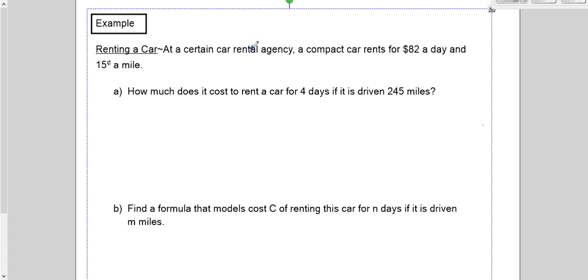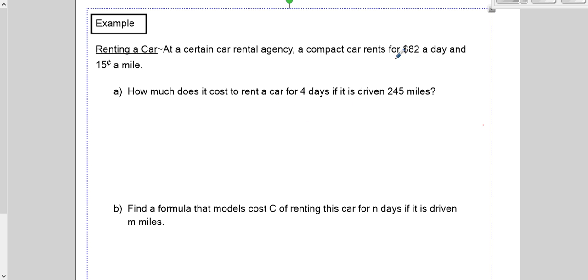Okay, here we've got a problem where we've actually got to work some things out, get solutions, and write a formula. So at a certain rental agency, a compact car rents for $82 a day and 15 cents a mile. Part A says, how much does it cost to rent a car for 4 days if it is driven 245 miles? In your notes, I originally put 240 and I wanted to change it to 245, and I apparently forgot to change that. If I did not change that by hand on your notes, make sure you change that.